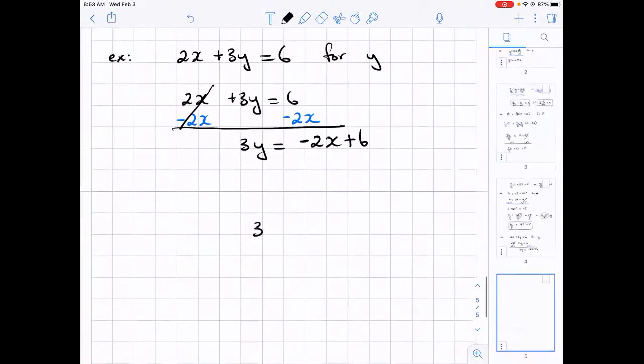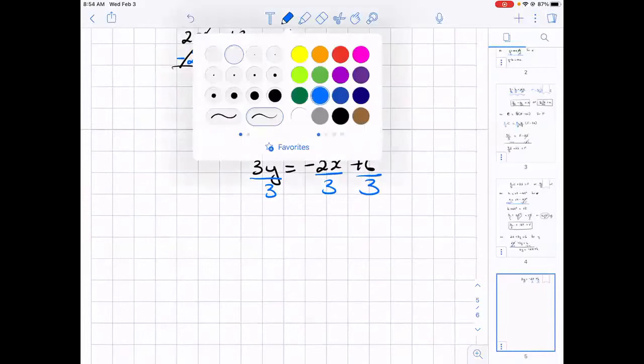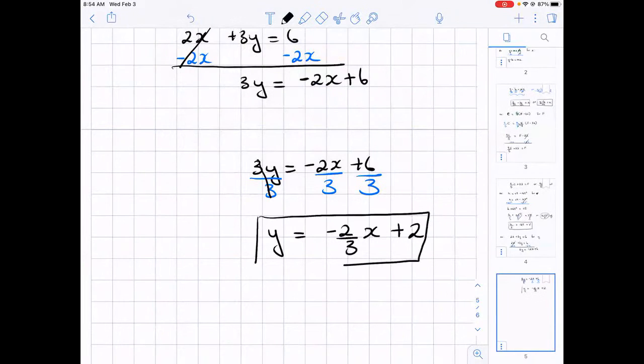Now, to leave y by itself, we will divide each term by 3. And when we do this, we have the 3's will cancel out. So we have y is equal to minus 2/3 x plus 2. And here is the equation.